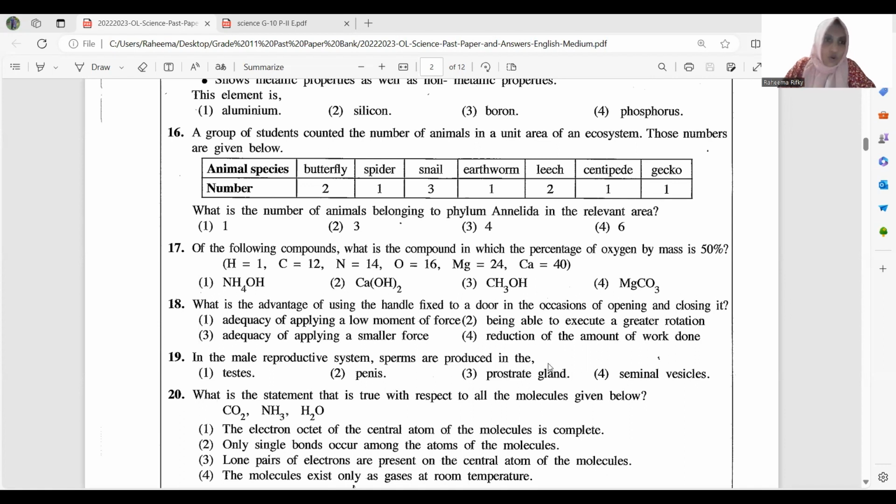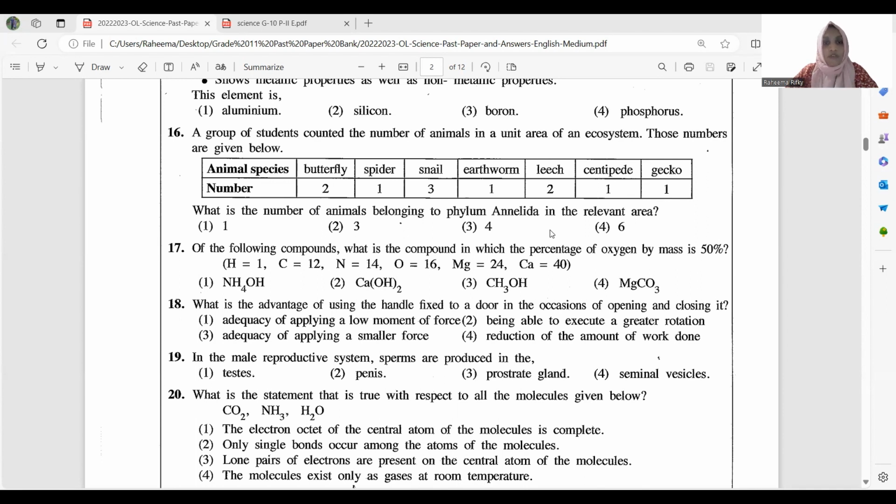So if we go directly to question number 16, a group of students counted the number of animals in a unit area of an ecosystem. Those numbers are given below. You can see there is a table given, and they have mentioned the animal species and the number of animal species that the students are seeing. So butterfly, spider, okay, likewise there are so many. Still we don't know what the question is, so we have to go on reading.